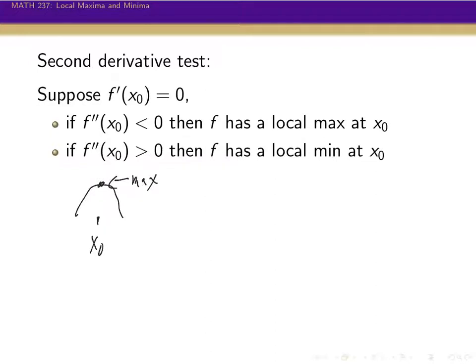On the other hand, if it's concave up at x0, then that's going to be a local min. And so you can use the second derivatives to figure out whether you had a max or a min. So how does this change in, say, 2 dimensions? Well, we have more than one second order partial. In fact, we have 3 of them.